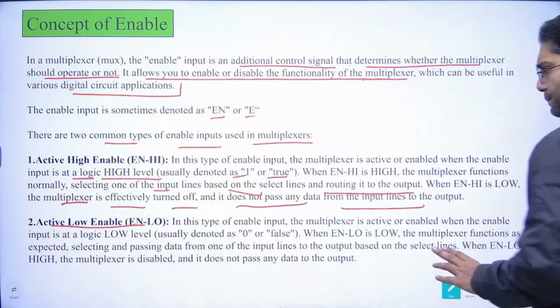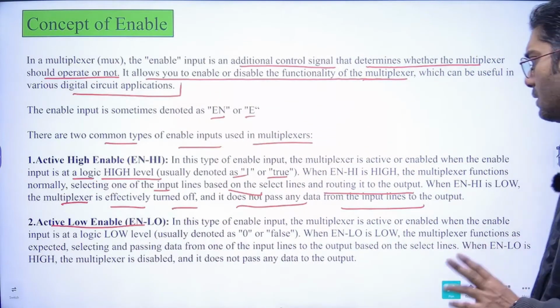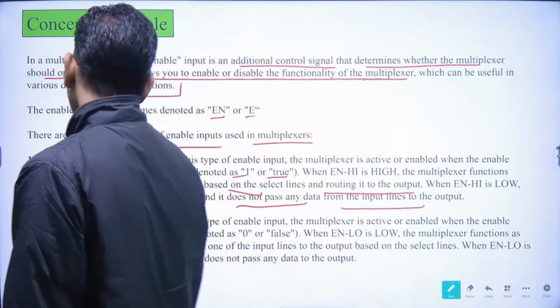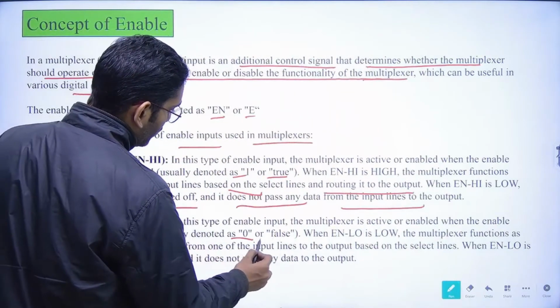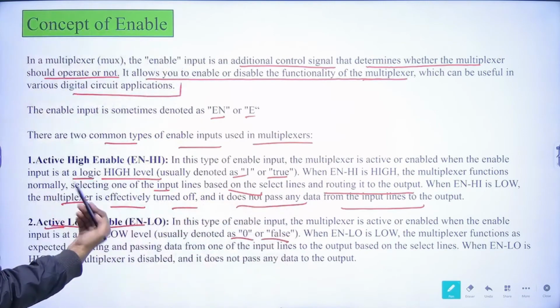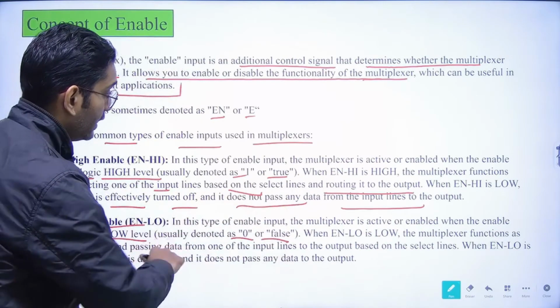when the enable input is at a logic low level. This active low works when the enable is 0 or false. It means when the enable is 0 or false, or at the low level, then it is in the on state.